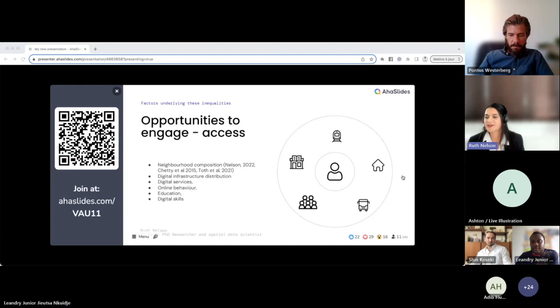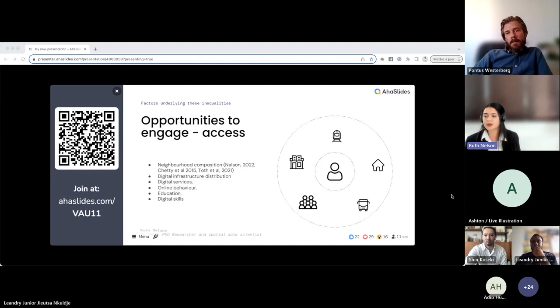There's going to be 3 slides with kind of 3 groups, which I'm going to present to you now. I think the first factor is opportunities to engage and access to the digital, essentially. And as I mentioned earlier, this is really influenced, for example, by neighborhood composition, the local area within which you live, because this will influence the digital infrastructure you have access to, but it will also probably influence your educational and employment opportunities too.